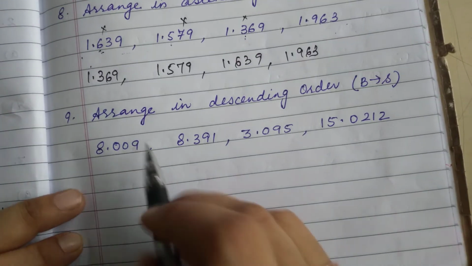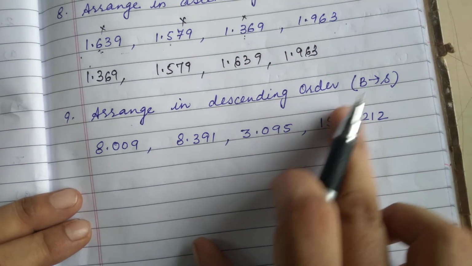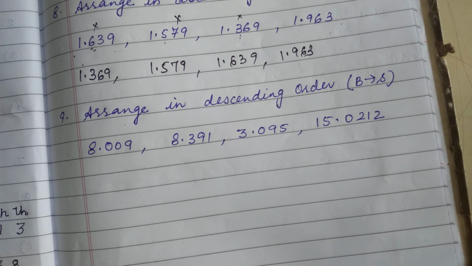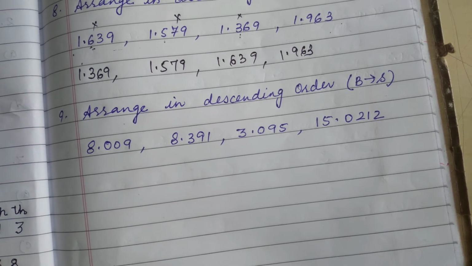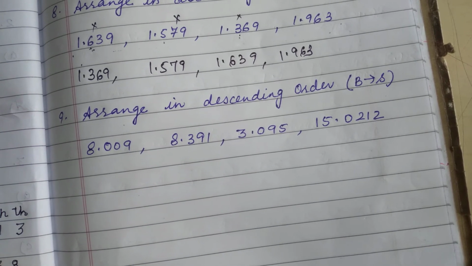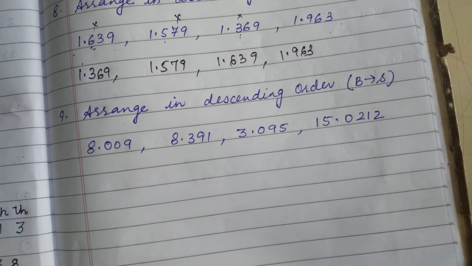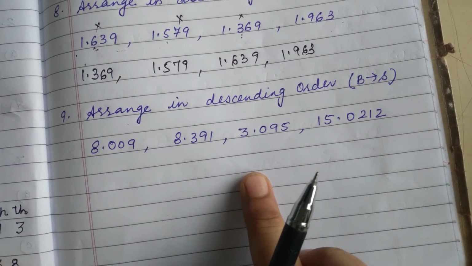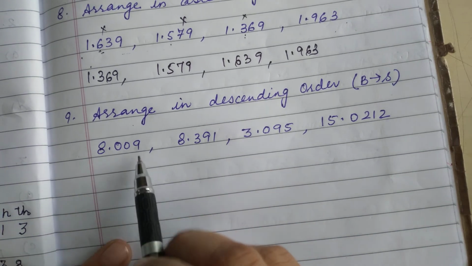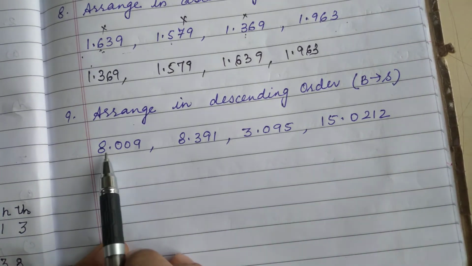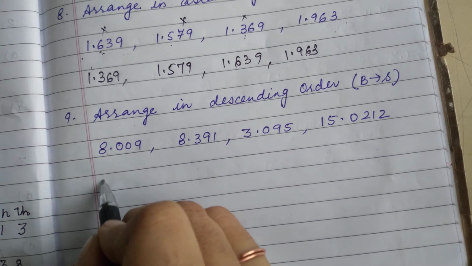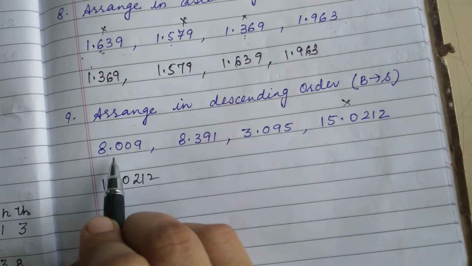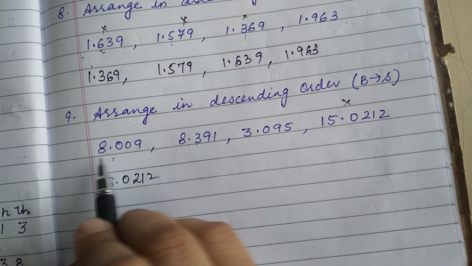Next, arrange in descending order, biggest to smallest. We will follow the same method here. First of all, we will check the whole numbers. See, the whole numbers are not the same. So we will see here the biggest. The biggest is 15, so 15.0212. Cross it. Now the next biggest is 8.